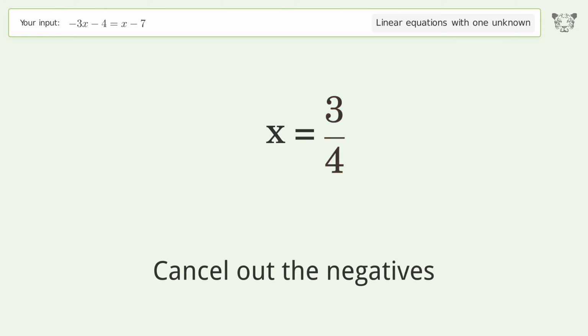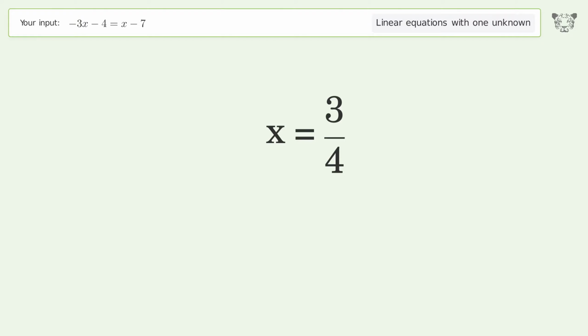And so the final result is x equals 3/4.